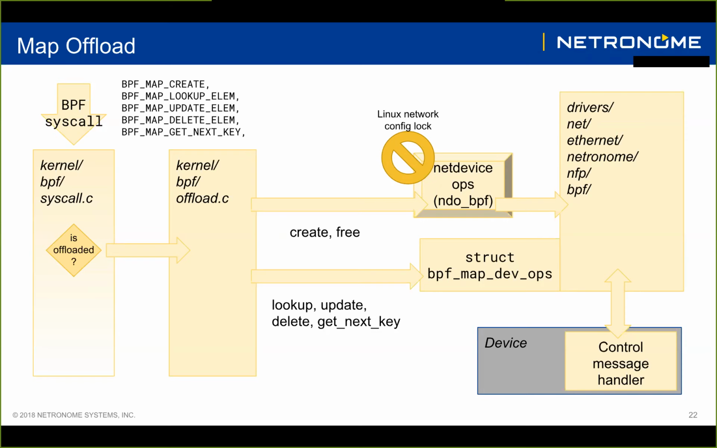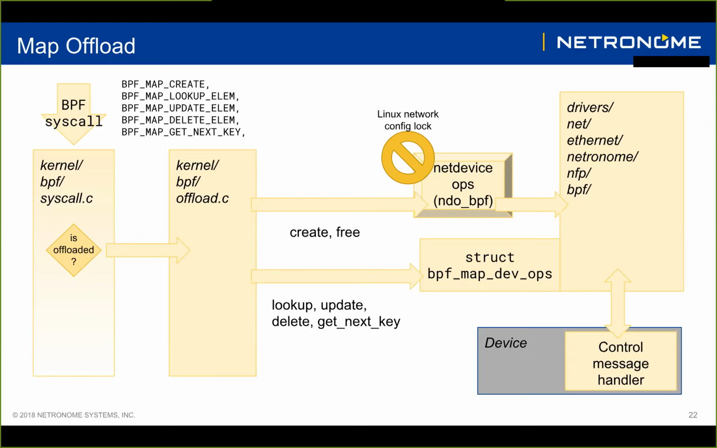For standard operations like getting a file descriptor for a map with a given ID, that obviously doesn't matter. But when we actually want to access the map or create a map, the processing will be redirected to a different part of the BPF subsystem, which is responsible for handling all the offload interactions. That is the kernel BPF offload.c file. If we look at the maps, there are really two paths inside this file. There is a separate path for creation and destruction of the maps, and there is a fast path for the operations on the map: lookups, updates, deletes, etc.